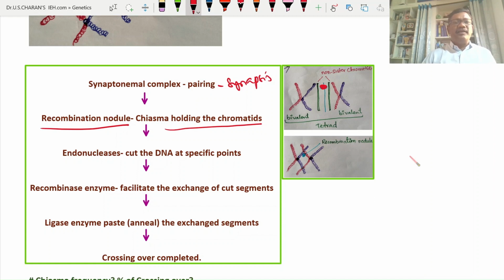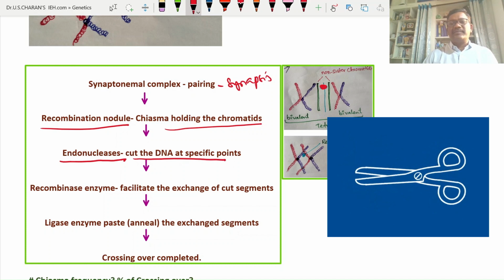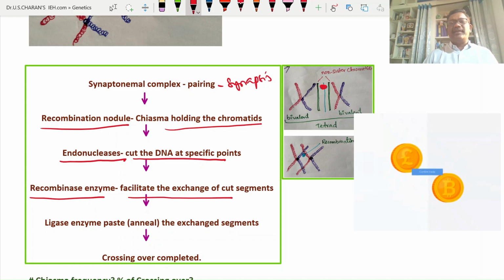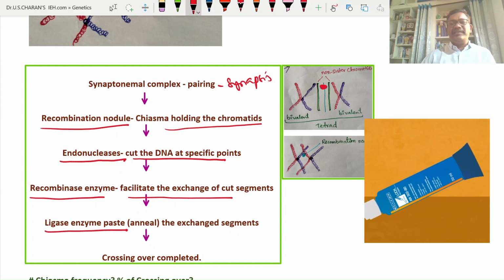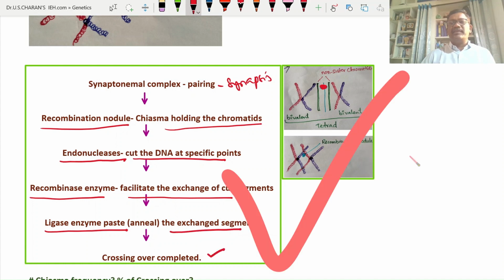So next, the recombinant nodule is containing a specialized enzyme called the endonuclease enzyme. This endonuclease enzyme can cut the DNA at specific points. Then the recombinase enzyme present in this recombinant nodule can facilitate the exchange of cut segments. Then after the exchange, the ligase enzyme produced from this nodule is annealing or pasting these exchanged segments. Then the crossing over is completed.